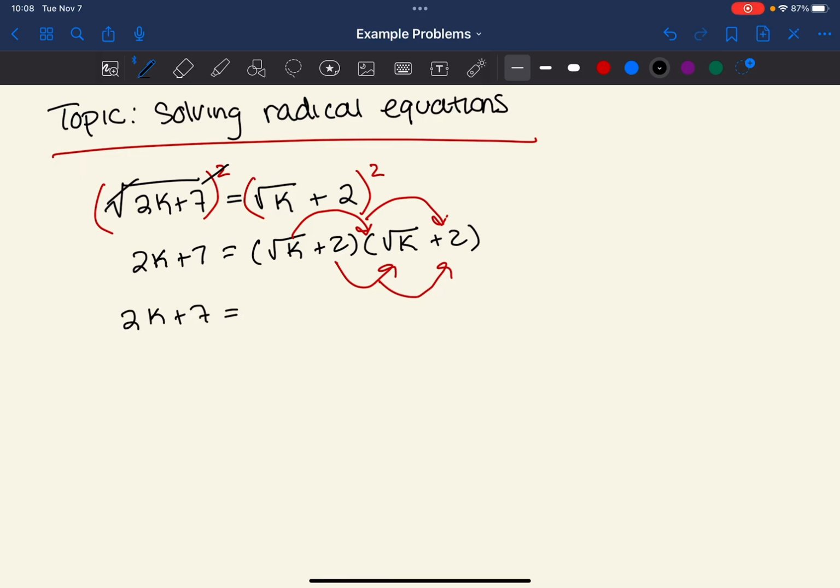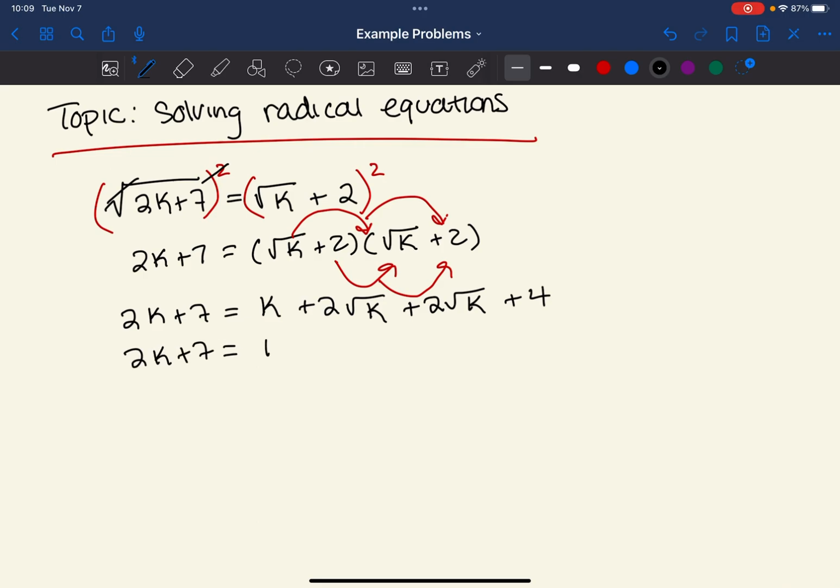And now I have square root of k times the square root of k, which is k. The square root of k times a positive 2 is 2 square roots of k. 2 times the square root of k is again 2 square roots of k. And 2 times 2 is 4. Okay. So combining like terms, we have k plus 4 square roots of k plus 4. Okay. So what we did is we got rid of that first radical.